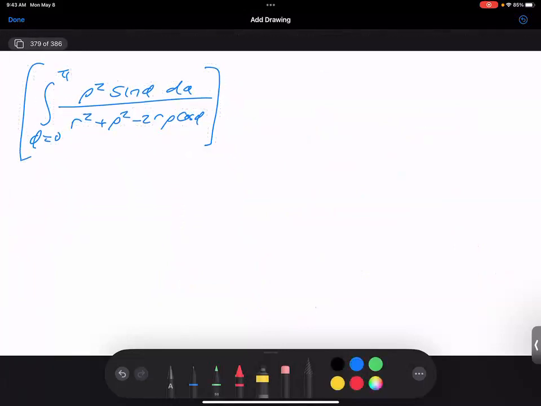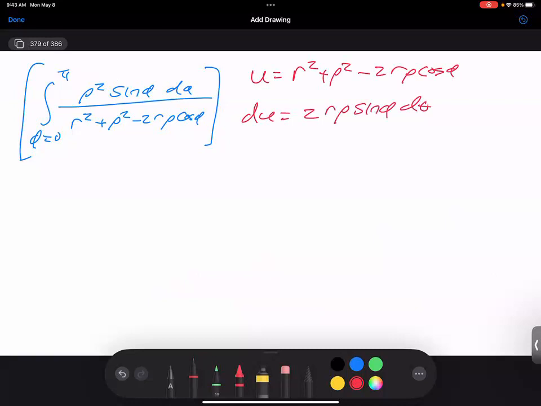So let's try u equals r squared plus rho squared minus 2r rho cosine phi. Then du would be, the derivative of cosine is negative sine, so it would just become 2r rho sine of phi d phi. So rho sine of phi d phi would be 1 over 2r du. Well, the 1 over 2r is not a problem because 2r is a fixed constant. Now we have to figure out what the ranges are.